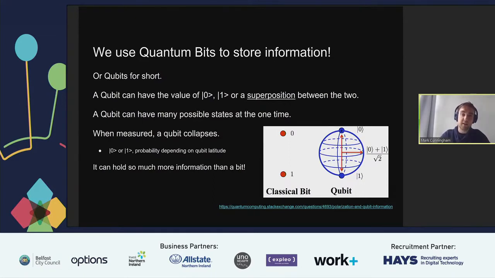The only caveat is that when measured, a qubit collapses to either 0 or 1, and the probability depends on the qubit's amplitude. It can hold so much more information than a bit. As you can see from this image here, you have either a 0 or a 1 for a classical bit, but in a qubit, there's so much information you can store. You can have either 0 or 1, or 0 plus 1 over the square root of 2.